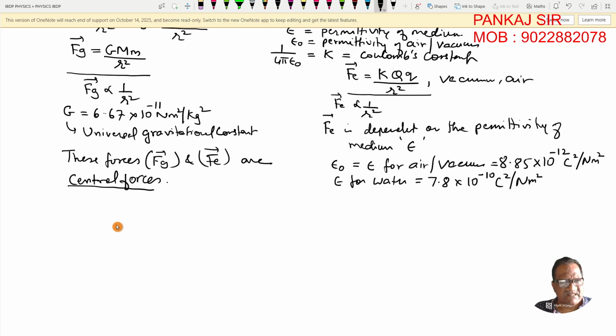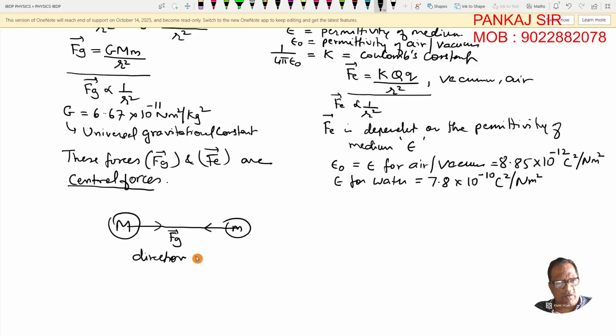Okay, so if you take the case of gravitational force, it is between two masses, right? When you join the centers of both the masses by a line, this force of gravity, the gravitational force, will always act along the line. And the direction of this gravitational force is always towards the bigger mass m.